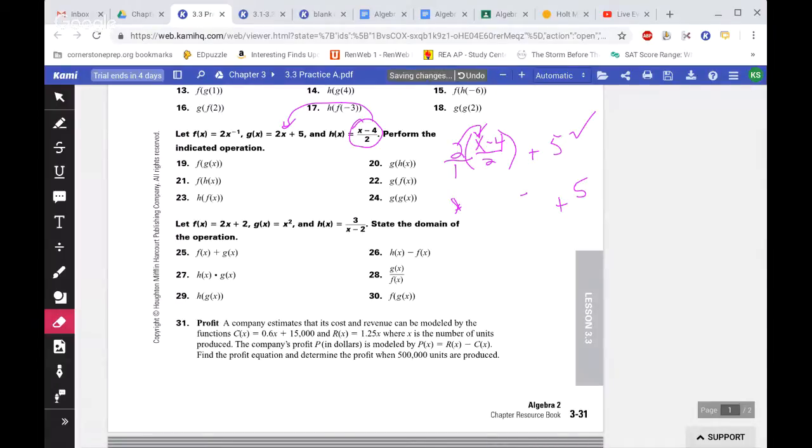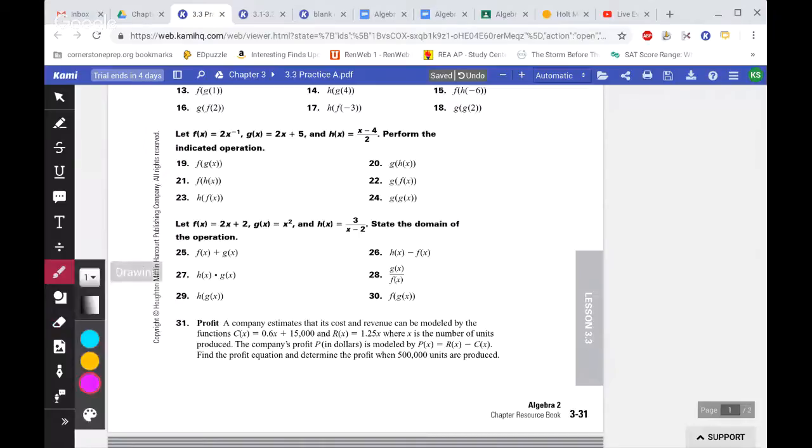Before, I was just adding the 5 to the -8. Okay, I got you. I see what you're saying. I didn't get the common denominator. Oh, okay. All right. And now we've got h of x, which we're working with again. And then we're going to plug it into the f of x. So that's going to be 2 times (x minus 4) all over 2, raised to the -1 power.